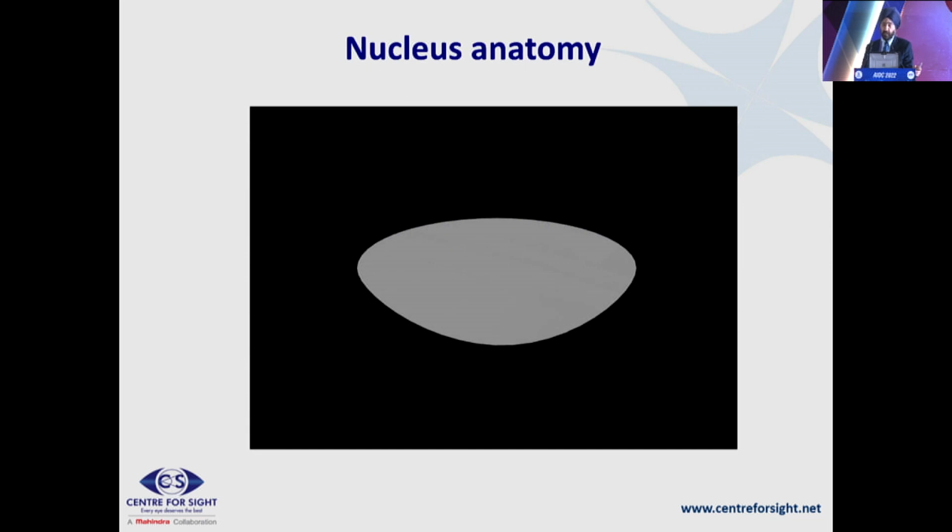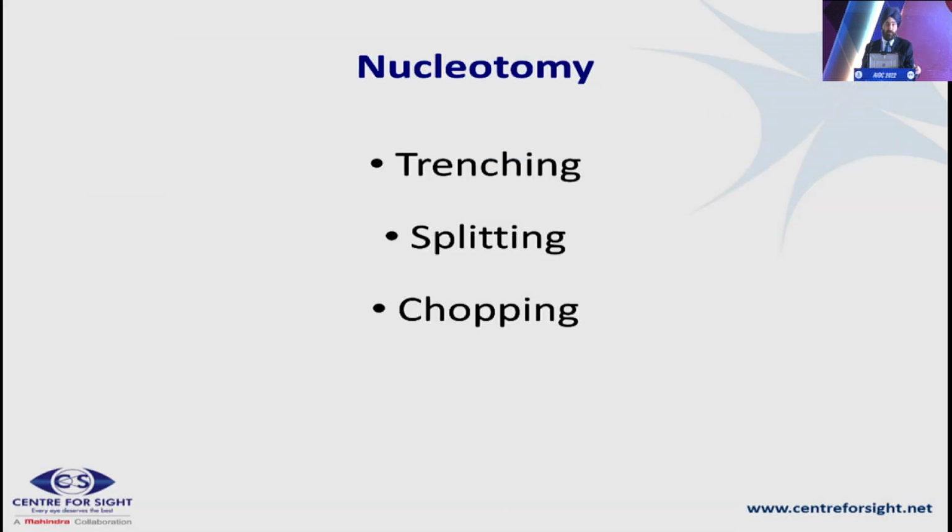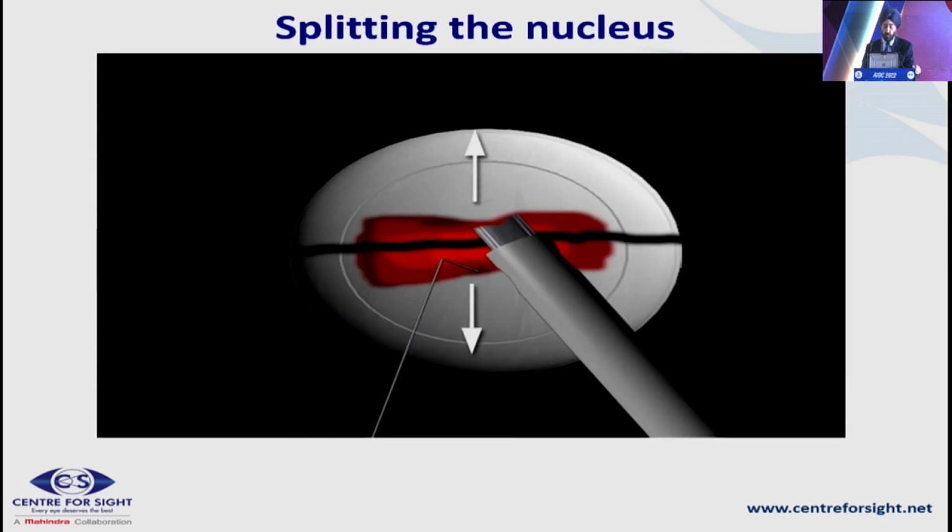Now, when you are looking at the nucleus essentially, the anatomy is that it is the center which is the thickest in the nucleus, and the leathery fibers go and interdigitate right at the bottom. So it is very, very important for you to break the backbone or the spine of the nucleus, which is of importance. Now, how you break or how you do the nucleotomy could be that you could do a trench, you could do a direct splitting, or you could do a chopping.